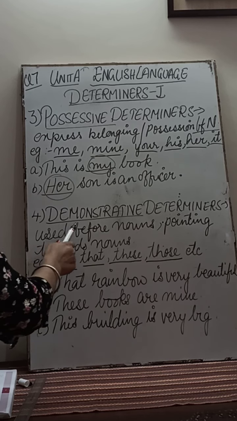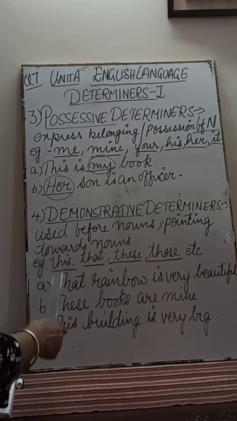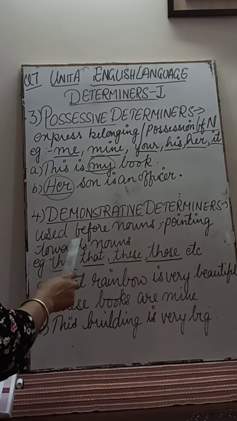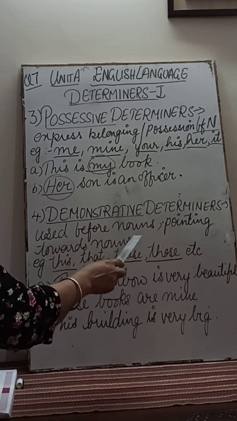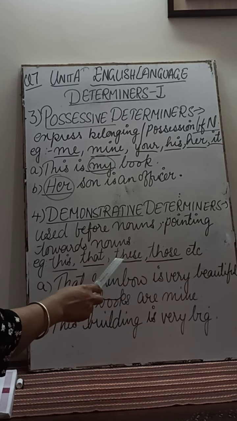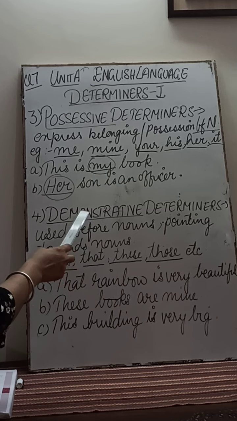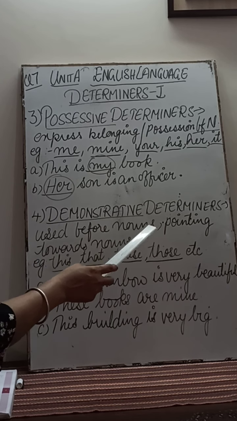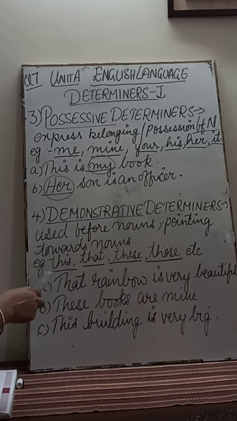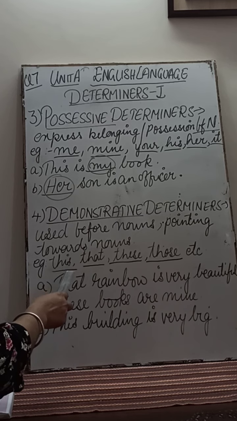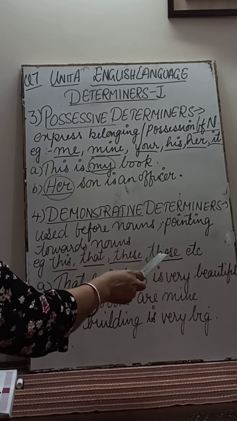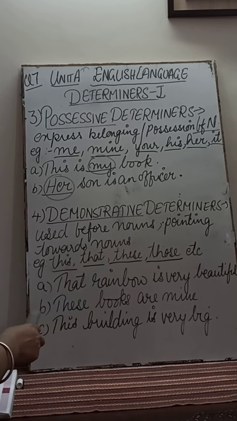Now we'll understand demonstrative determiners. Demonstrative determiners are used before nouns and point towards the nouns, right? So they demonstrate or they point towards the nouns. And the words which are used as demonstrative determiners are this, that, these, those, etc. Okay? Now we will understand with a few examples.